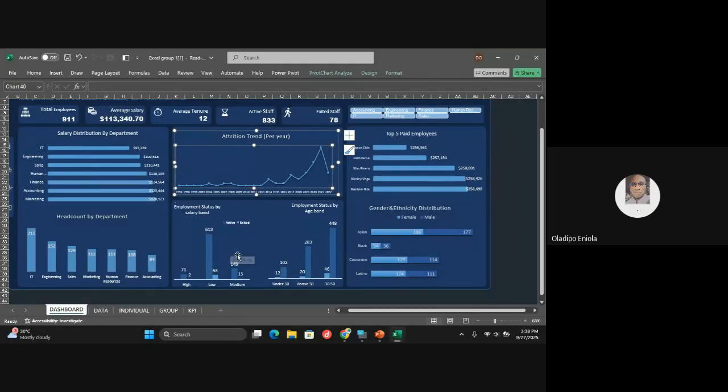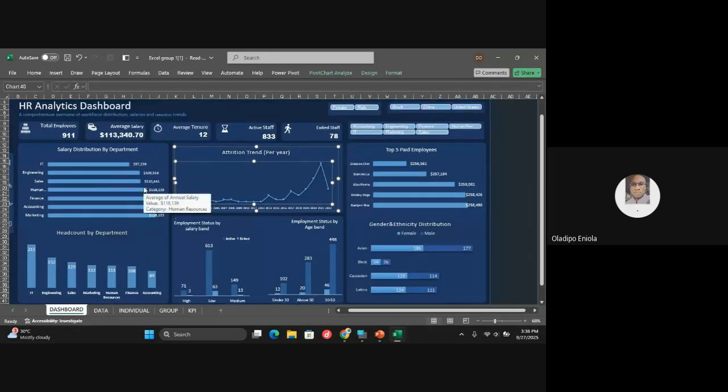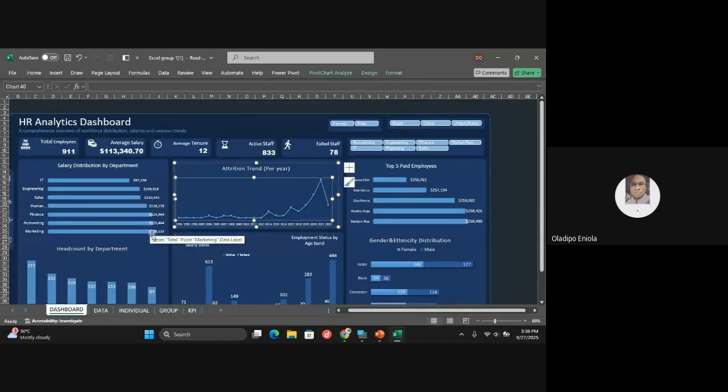And your salary distribution, I was looking at it. Is this average salary? Maybe next time you could highlight the title, salary distribution by department. Is that the average salary in the departments or what? I don't really get it. IT, I'm seeing 97,000. Is that the average or the amount the IT department is being paid? I think next time, just give more explanation to your insights, right?